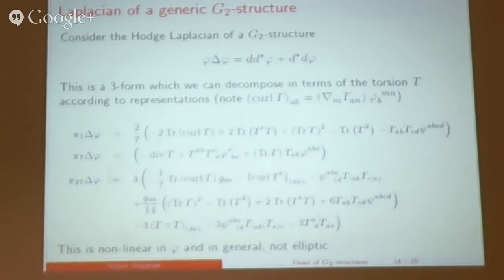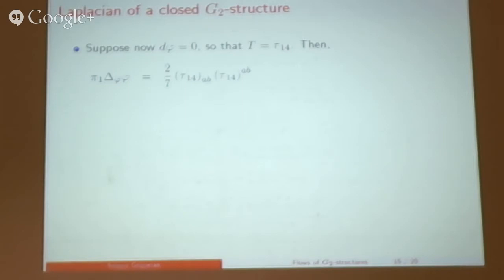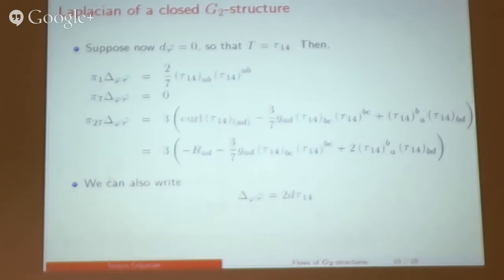Okay. So if we want to do something with the Laplacian, we really want to simplify things, right? So we want to look at a particular G2 structure. We can't look at a torsion-free G2 structure because then the Laplacian is 0. So we need to look at an intermediate case. So let's look at a closed G2 structure. Then our torsion tensor just has the 14-dimensional piece. So things become a lot simpler.